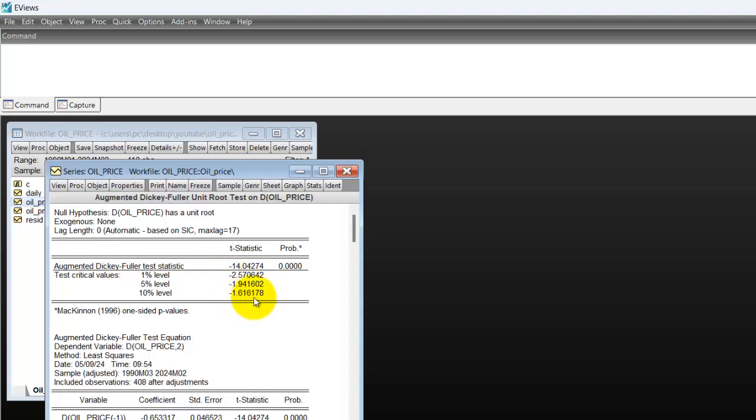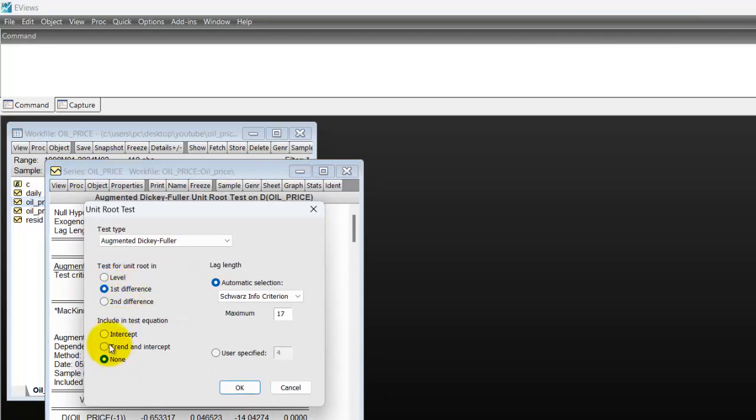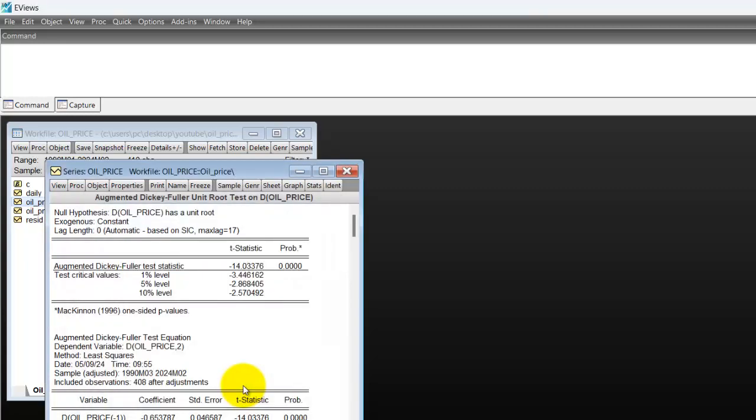So now the ADF unit root test shows that oil price is stationary at first difference. That is the situation whereby trend and intercepts are not included in the model. But let's go and check for the one with only intercepts. In the previous results, the unit root test showed that oil price is not stationary. So let us check at first difference and see what's going to happen.